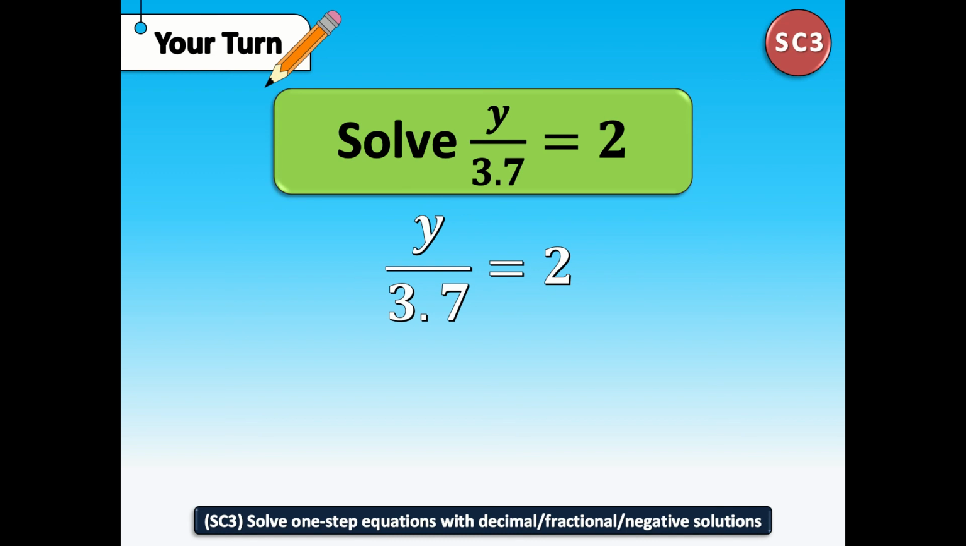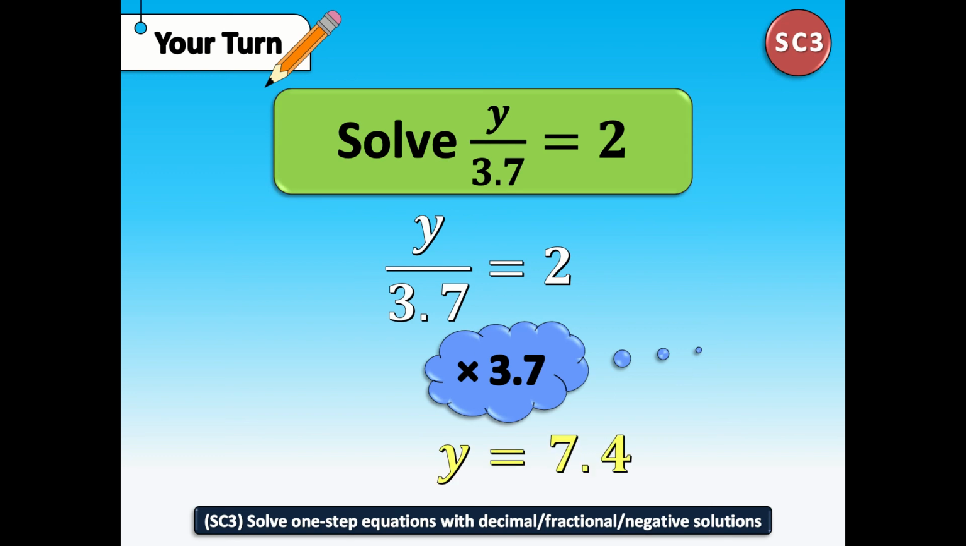So for this one, we've got y over 3.7 equals 2. Remember, y over 3.7 means y divided by 3.7. So we do the opposite of dividing by 3.7, which is times by 3.7. So 2 times 3.7 is 7.4. So y equals 7.4.